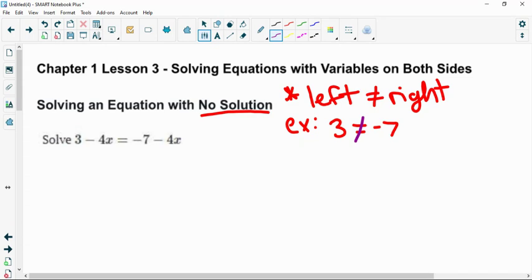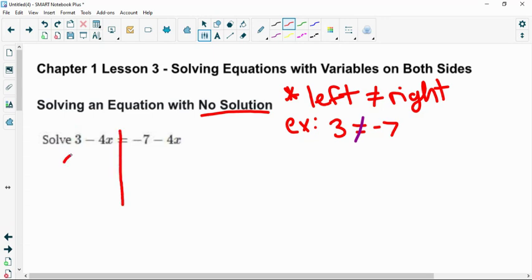And I'm going to go ahead and show you by solving the equation, or trying to, before I give you the hint as to what could be a giveaway, something that tells me whether or not this is one, no, or infinitely many solutions. Let's just try to solve this.